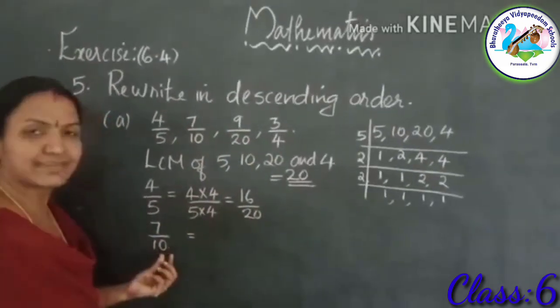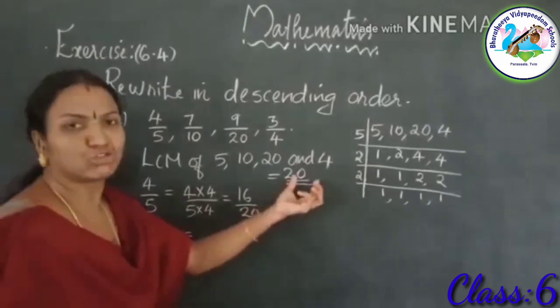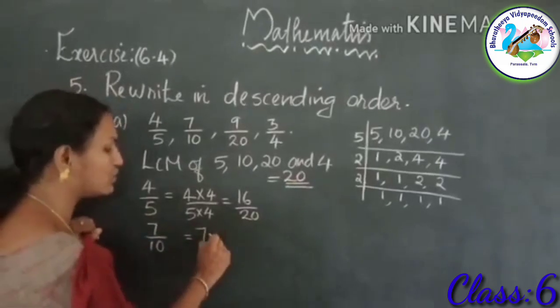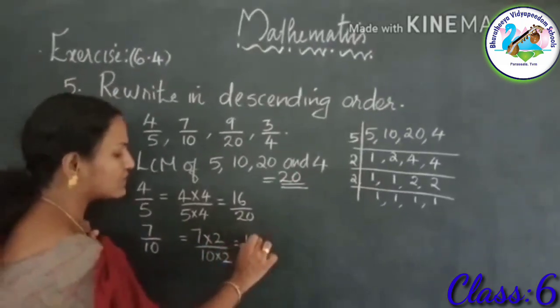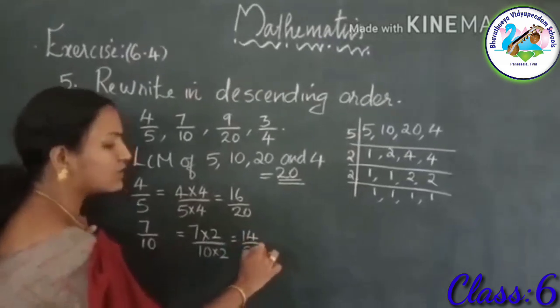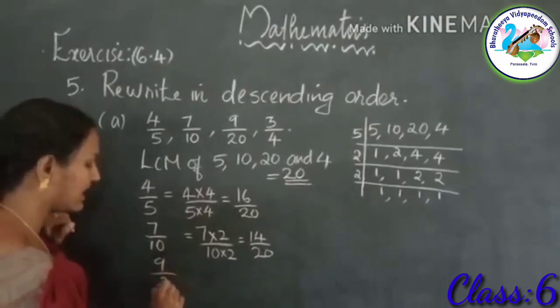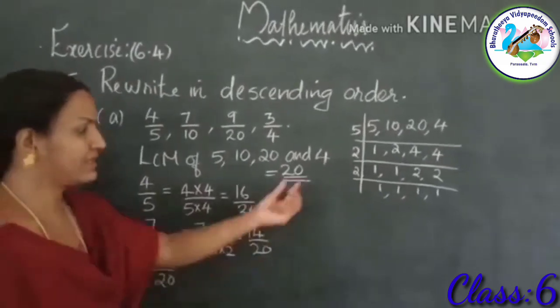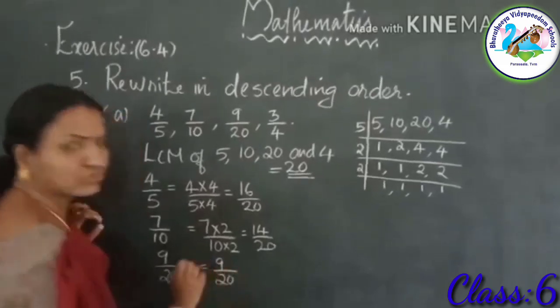The next fraction is 7 by 10. Here the denominator is 10, so multiply 10 with 2, we get 20. So 7 into 2 divided by 10 into 2 is equal to 7 2s are 14, 10 2s are 20. The third fraction is 9 by 20. Here the denominator is 20, the same, so write the same fraction, 9 by 20.